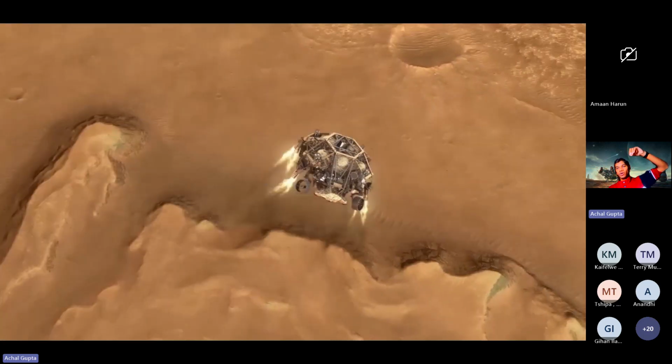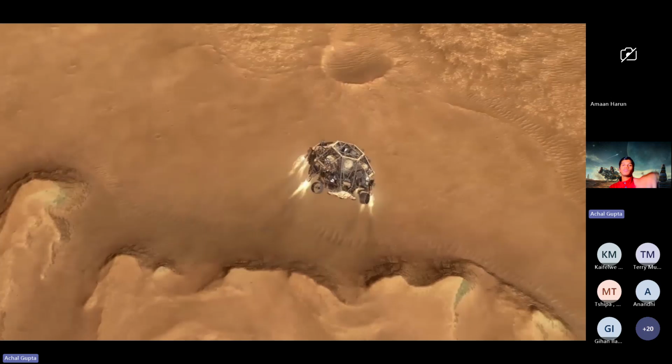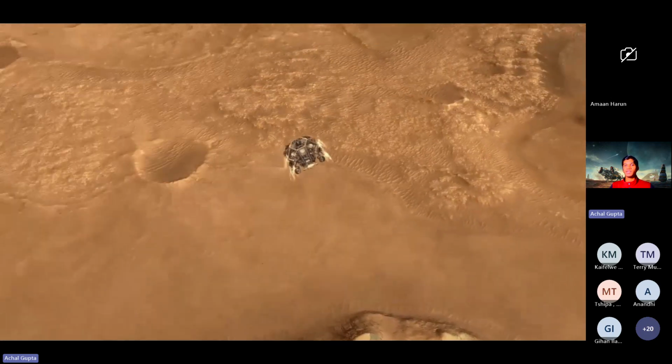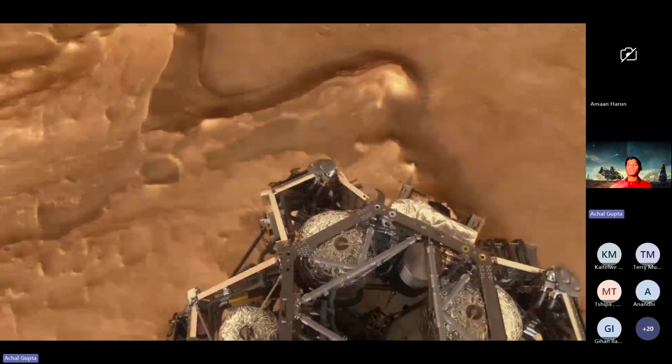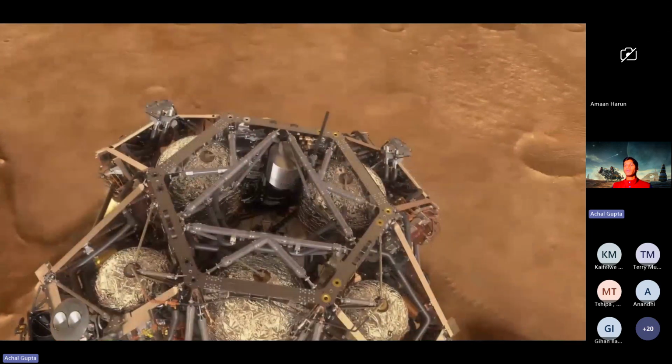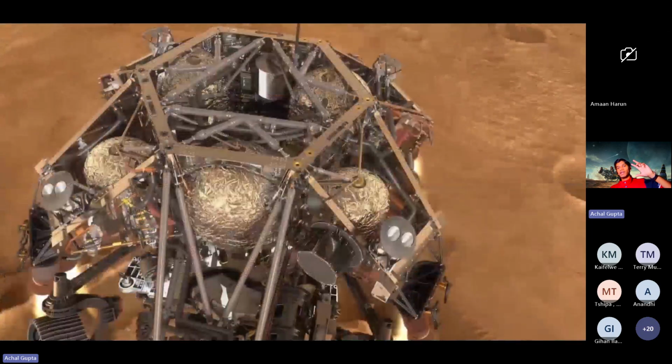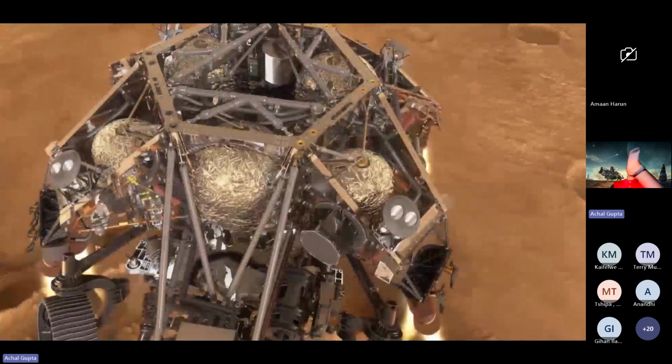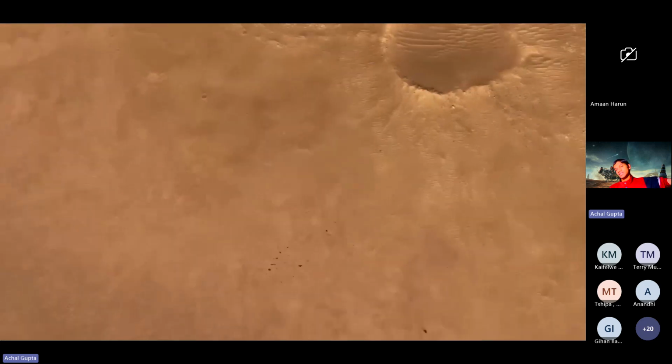It will let the rover be tethered down, because otherwise the engines would kick up too much dust on the rover, and that would damage the rover as well. And from there, you're going to have nylon threads that essentially snap, and the sky crane moves out of the way and crashes safely into the distance.